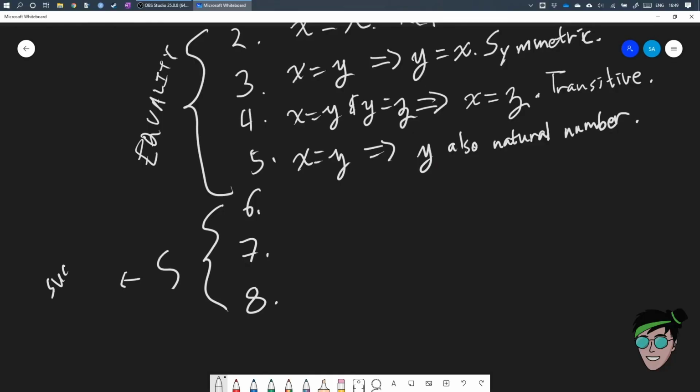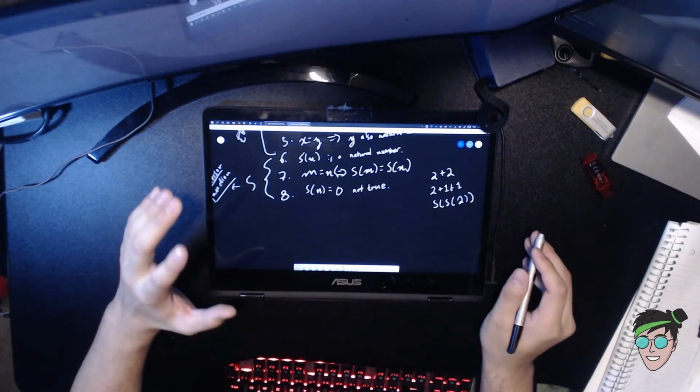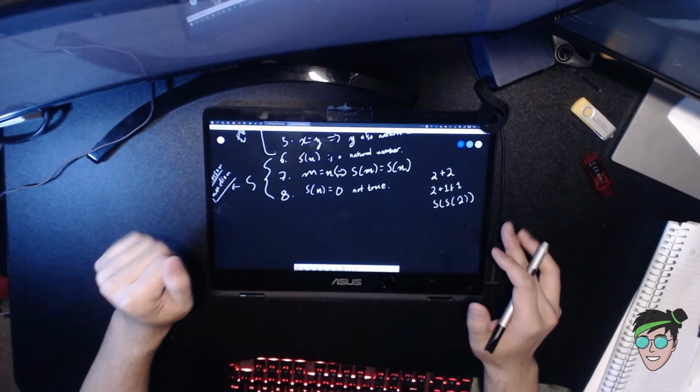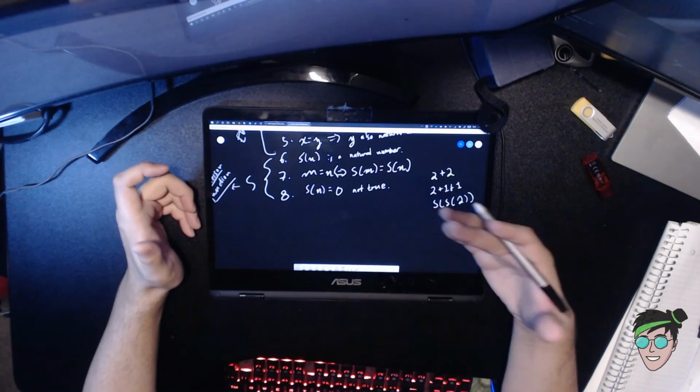We call this the successor function. And here are our axioms. The only problem is we don't actually have everything that we need for proper arithmetic.